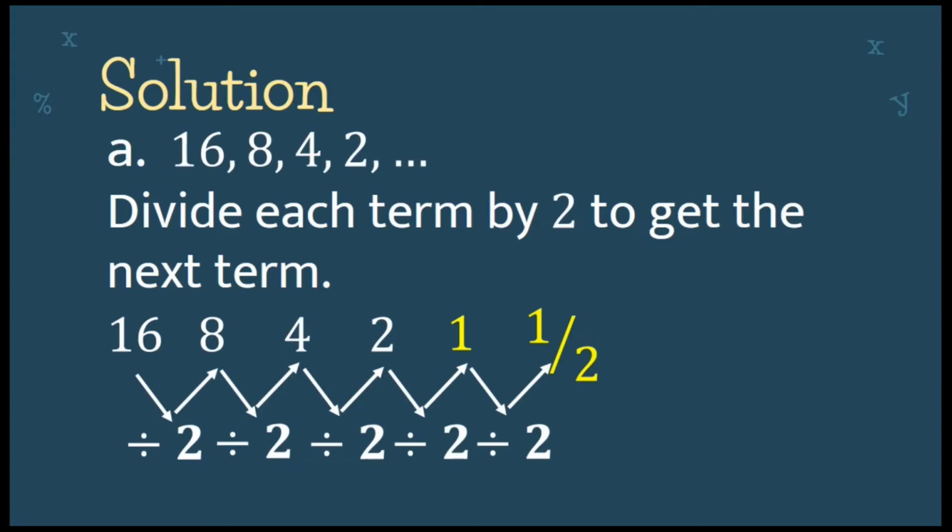1 out of 2. We continue the sequence because we are supposed to get the next 3 terms. So what will be the last term? We continue by dividing the half by the number 2. When we do that, it will produce 1/4, which is 1 out of 4. So these are the next 3 numbers in the sequence.